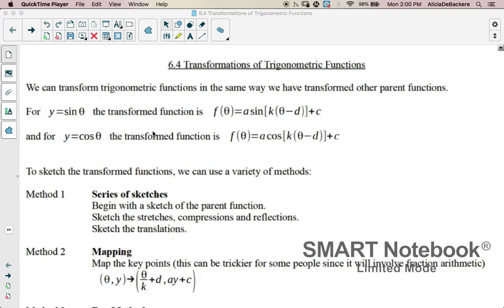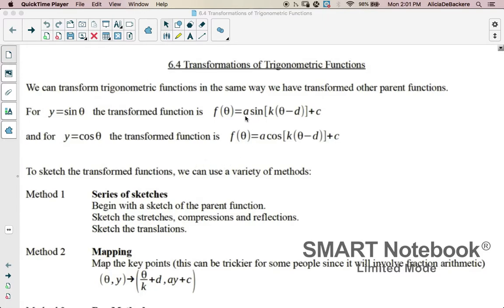All right, welcome to lesson 6.4, transformations of trigonometric functions. Today we're going to look at transforming trigonometric functions in the same way that we've transformed other parent functions. So we're going to focus on sine and cosine here. For tan theta, you would only be looking at really simple transformations. So you're not going to be looking at complicated transformations that involve a, k, d, and c. The focus here is definitely on sine and cosine.